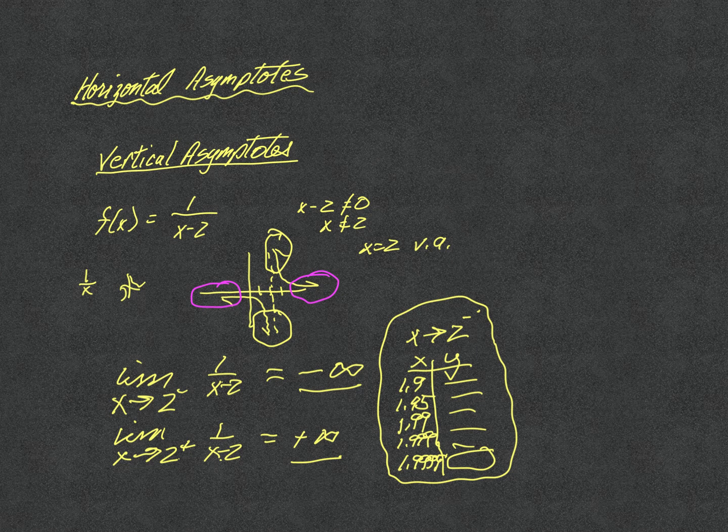And just so you know, if you have a horizontal asymptote, graphs can approach a horizontal asymptote from the top or from the bottom. Above or below is what we often say. And it's not like vertical asymptotes. You can actually cross a horizontal asymptote, be above, and then cross it somewhere, and then approach it from the opposite side. Okay?